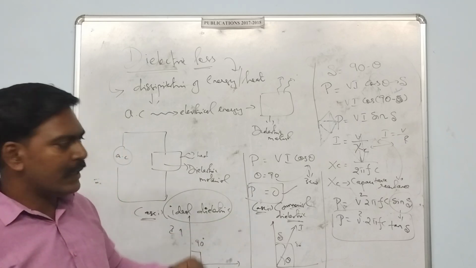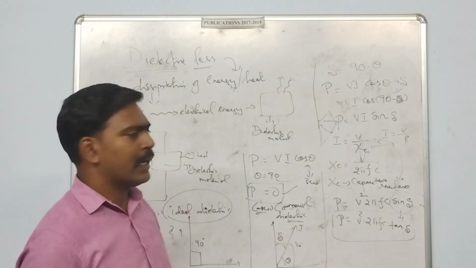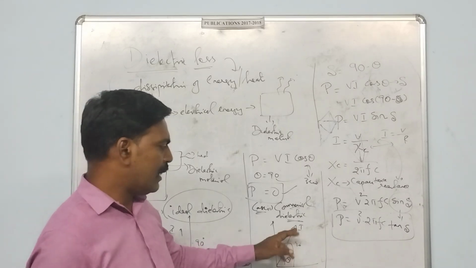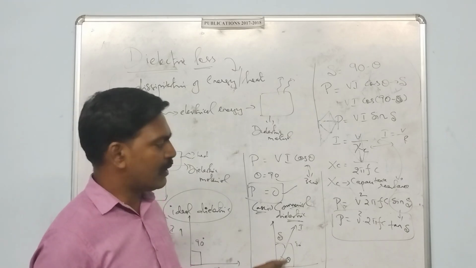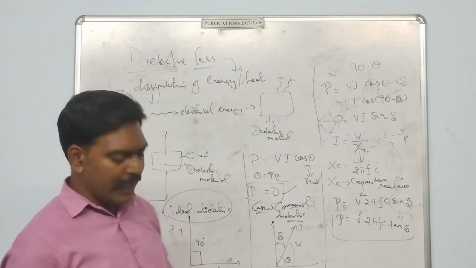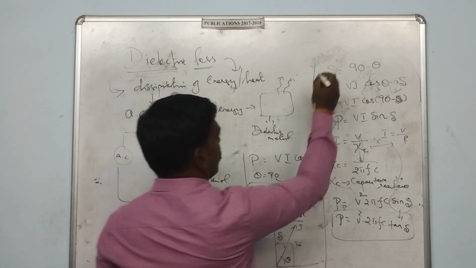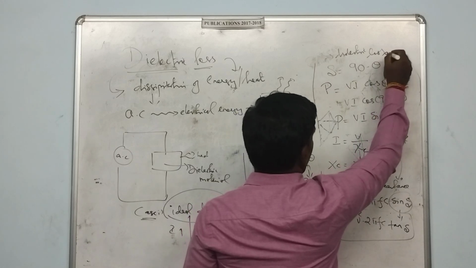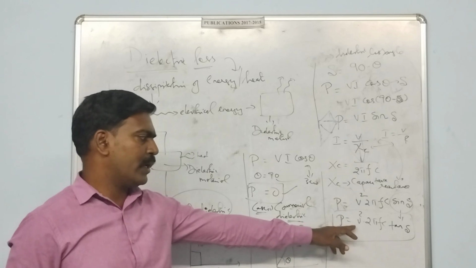Whereas in the commercial dielectric, there is a power loss P equal to V square 2 pi Fc tan del. Since there is a phase difference between current and voltage, the current lags behind the voltage by an angle 90 minus theta. From that we find del equals 90 minus theta, where del represents the dielectric loss angle. So finally we find the power loss P equal to V square 2 pi Fc tan del.